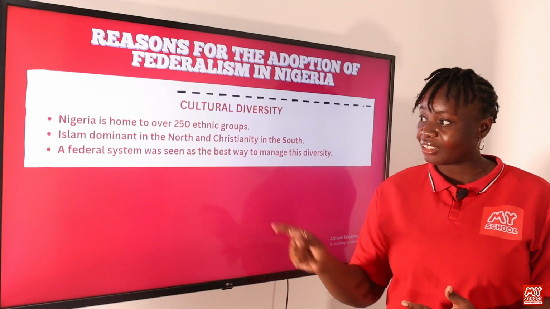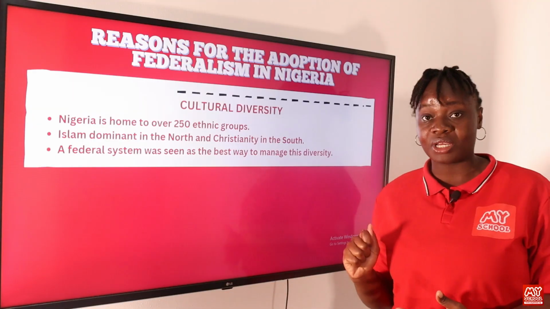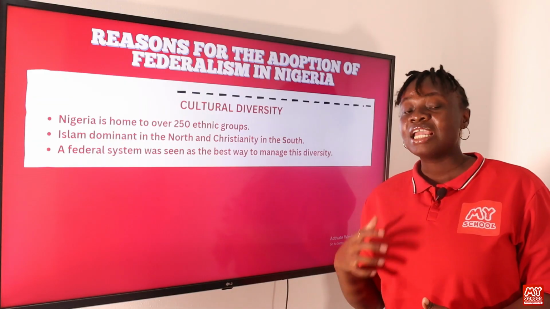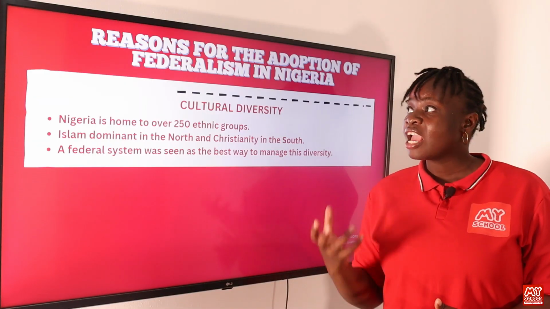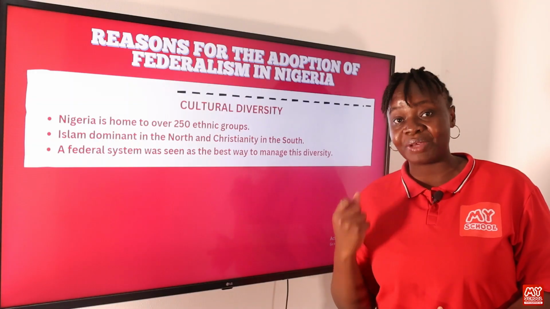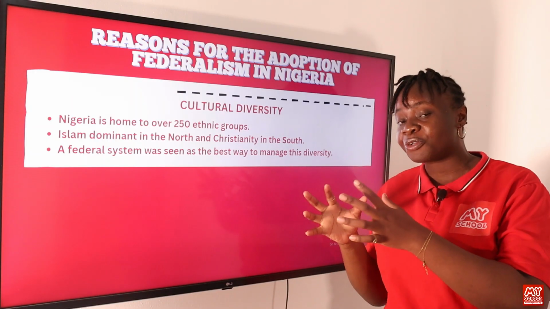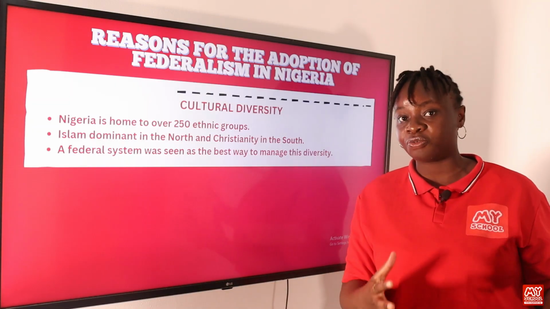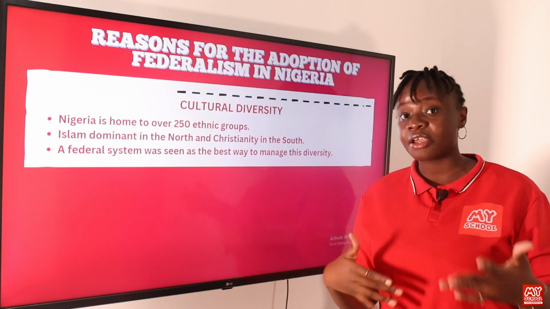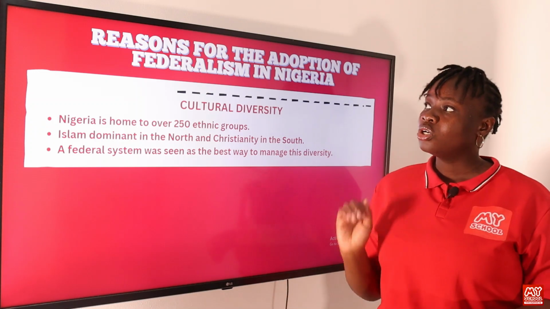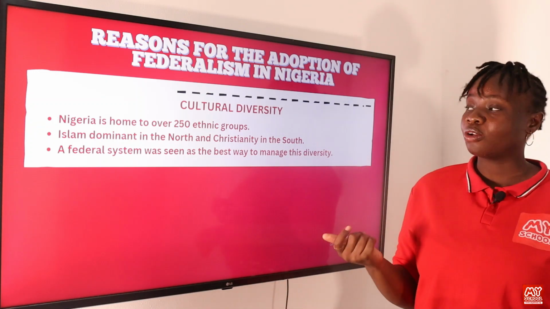So as a result of this, a federal system was seen as the best way to manage this diversity. In a society that is heterogeneous, a federal system of government is the best system to adopt in order to ensure that the needs of each of these various ethnic groups, the needs of each of these various religious groups are taken care of in such a society. So this is one of the reasons for the adoption of federalism.